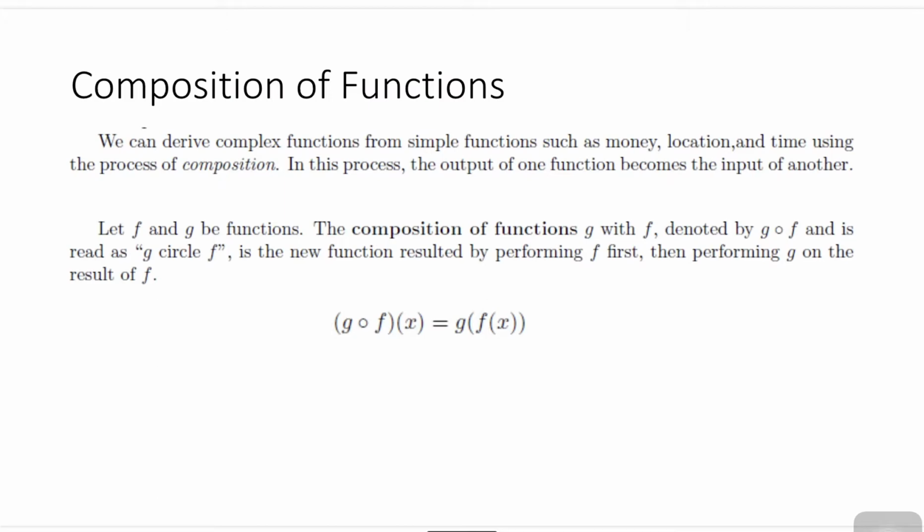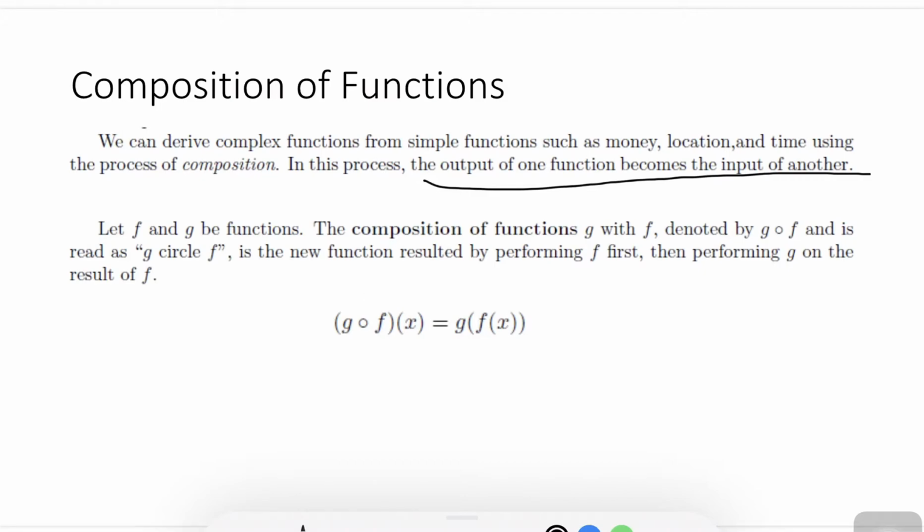And now let's go to our final operation, the composition of functions. We can derive complex functions from simple functions such as money, location, and time using the process of composition. In this process, the output of one becomes the input of the other. That's how the composition of functions works.